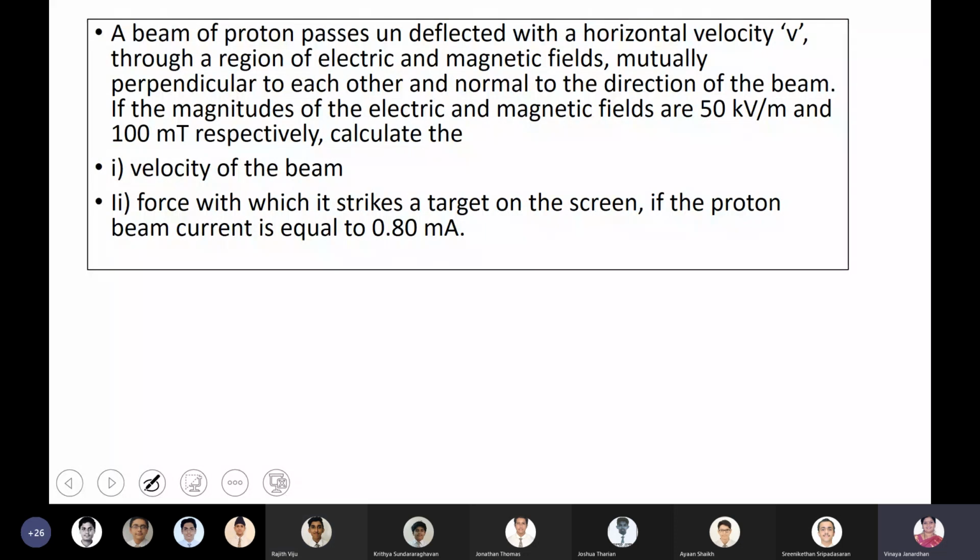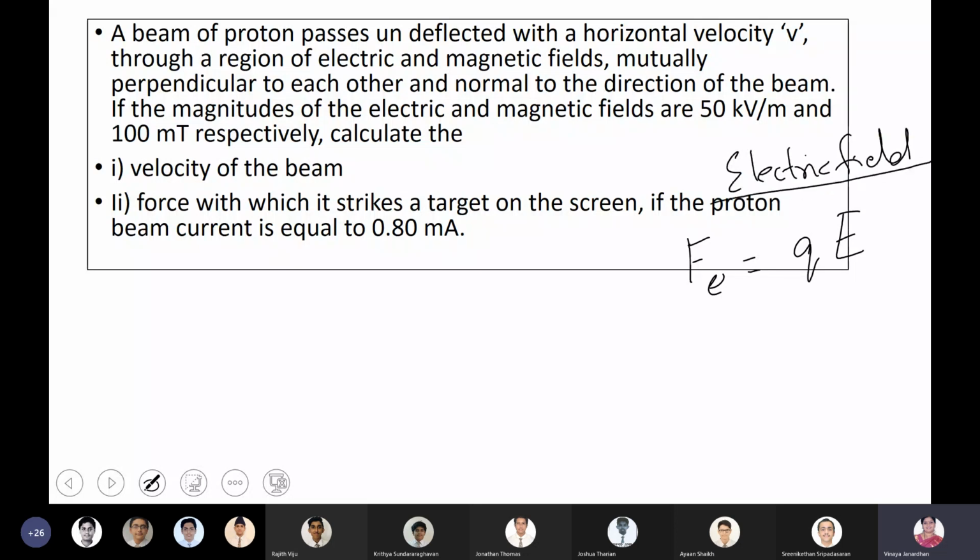A beam of protons passes undeflected with a horizontal velocity through a region of electric and magnetic fields. These two fields are perpendicular to each other, and both are normal to the direction of the beam. When a particle enters an electric field and a magnetic field, in both cases it experiences a force. The electric force experienced by the charged particle due to the electric field is qE. So this is your electric force.